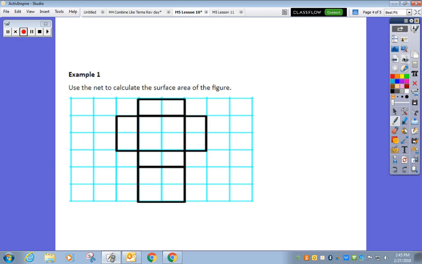Okay, so that's just a little refresher. What we're going to look at now is surface area, and it's asking us to calculate the surface area of the figure. As you notice, this is a net of a rectangular prism, and surface area is the area of all surfaces of a figure.